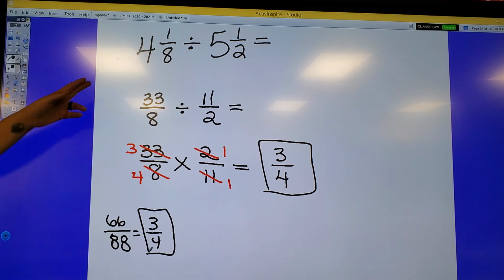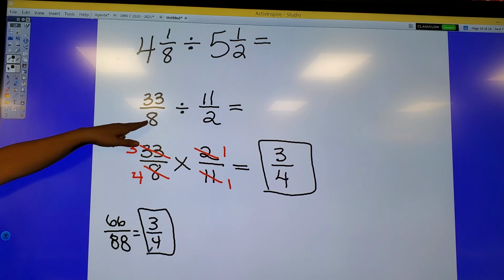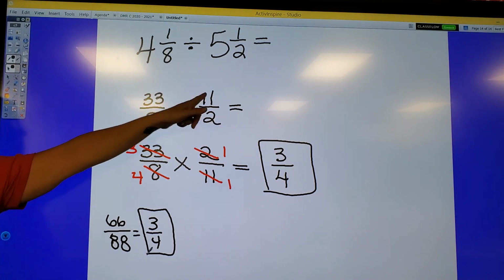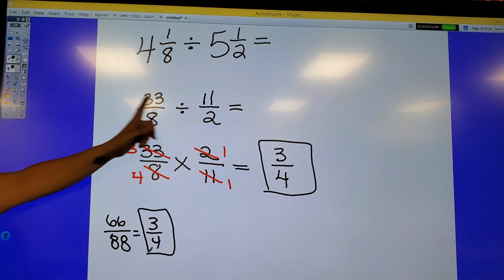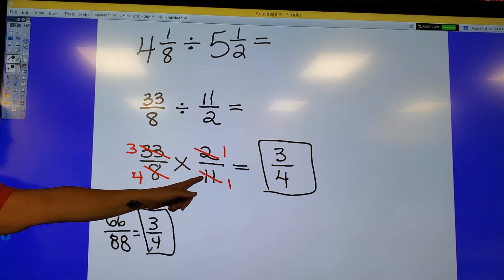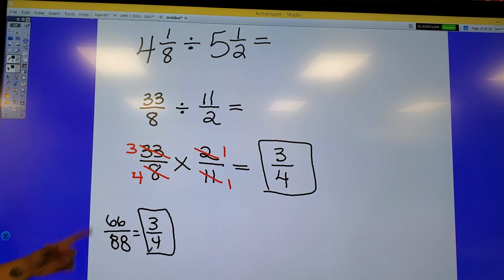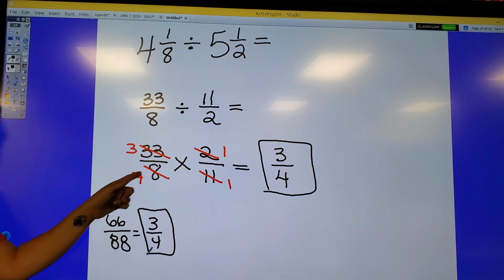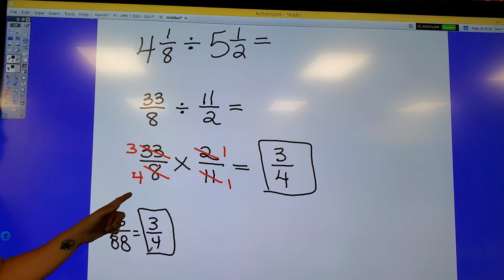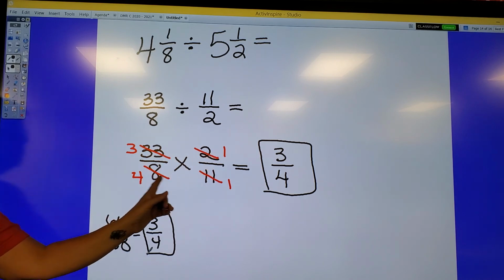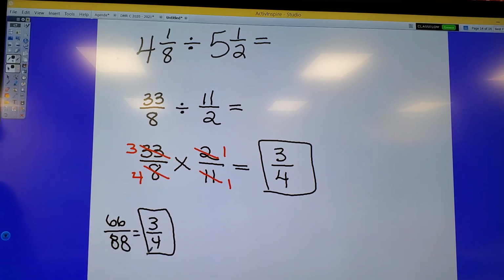All right, so 4 1/8, you should have changed it into 33 over 8, because that was 32 plus 1. And then 5 1/2, you should have changed it to 11 over 2. Then do your same change flip to 2 over 11. Lots of cross reducing that we can do. 33 and 11 can both be divided by 11. 8 and 2 can both be divided by 2. So when we multiply straight across, we end up with 3/4. If you didn't cross reduce, you would have ended up with 66 over 88, which is also 3/4.